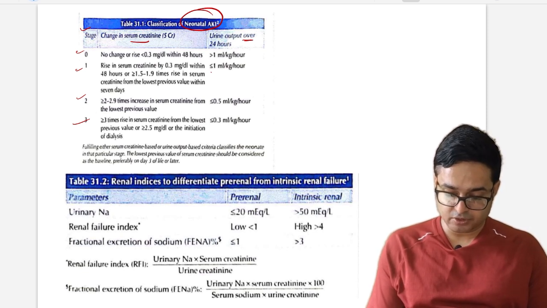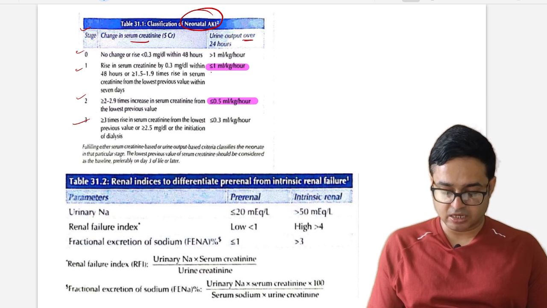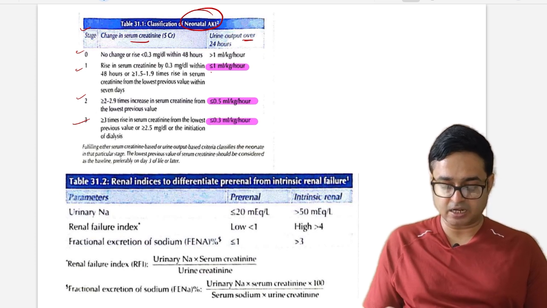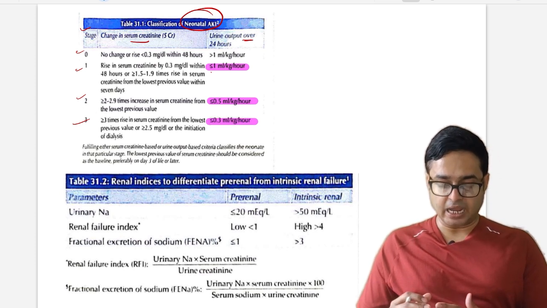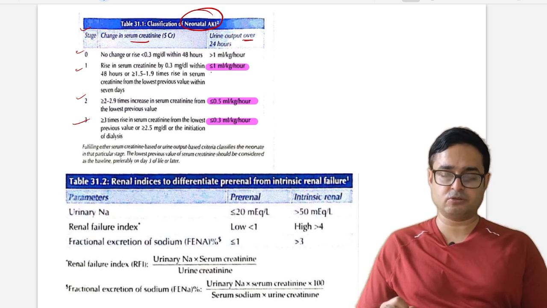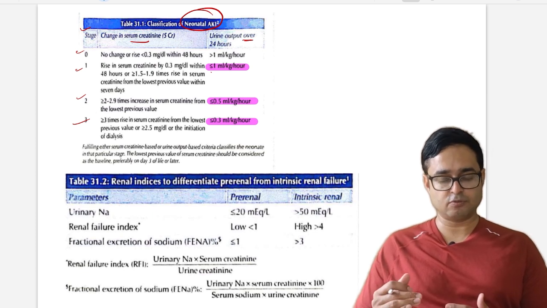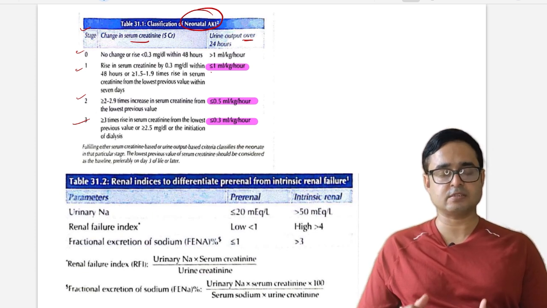Stage 1, if urine output is less than 1 ml per kg per hour, clear. Stage 2, it is 0.5 ml per kg per hour, and stage 3 less than 0.3 ml per kg per hour. It is not that simple, actually it is classified as hours also, but for simplification we'll discuss it. Less than 1, less than 0.5 and less than 0.3, stage 1, 2, 3 respectively.